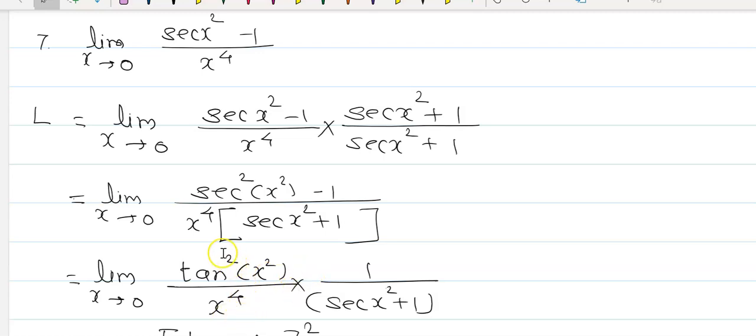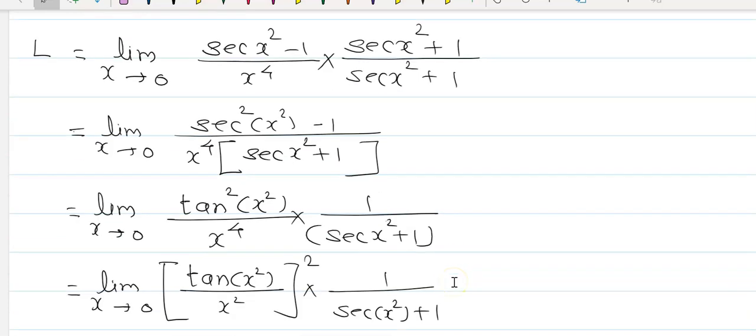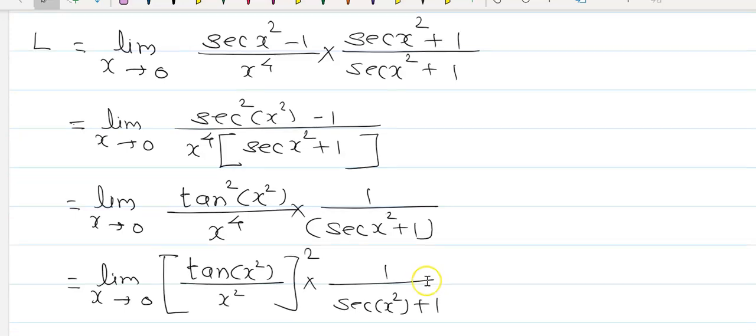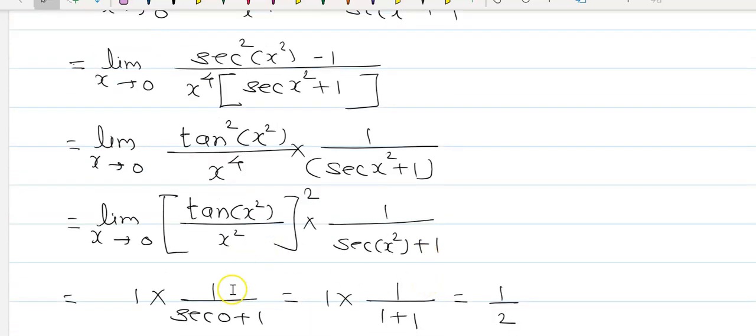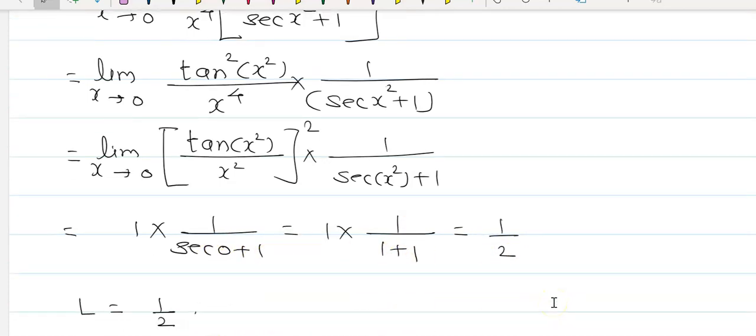Now here the function is squared, therefore the variable is also squared. The square of the variable is required, so here it is (tan x² upon x²) in bracket raised to 2 into 1 upon sec x² plus 1. Now take the limit, you will get the answer. This is 1 upon sec of 0 plus 1, that is 1 into 1 upon 1 plus 1, which equals 1 upon 2. Therefore, the limit is 1 upon 2.